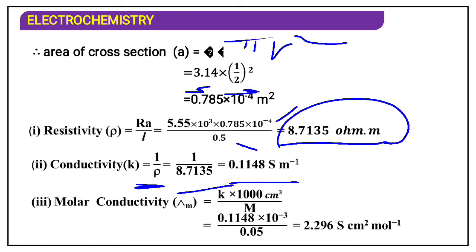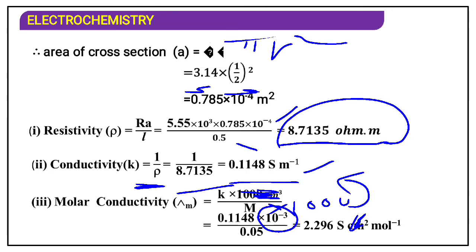Here we want to get our units in centimeter Siemens meter square. Why? Because here 0.1148 is in the form of Siemens meter inverse. Then this 1000 should come into the denominator: meter into molarity into 1000. I already discussed the formula in the last slide: K divided by molarity into 1000. Then the 1000, if you move it to the upper side, becomes 10 to the power of minus 3.